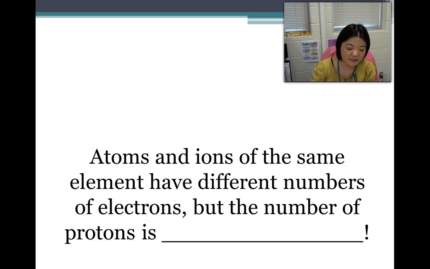Alright, atoms and ions of the same element have different numbers of electrons, but the number of protons is always the same. You should know that the proton is what defines the element. So if the number of protons changes, then it changes the entire element. Atoms and ions are still the same element. The only difference is their electrons are different.